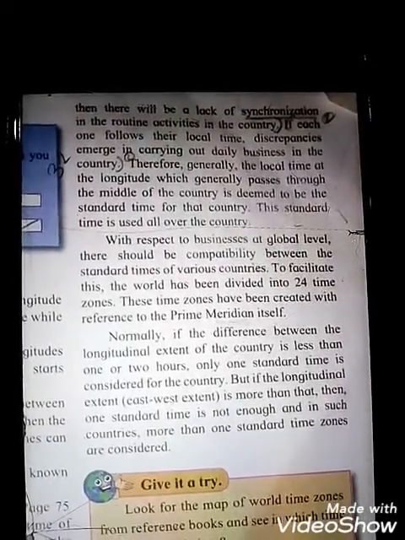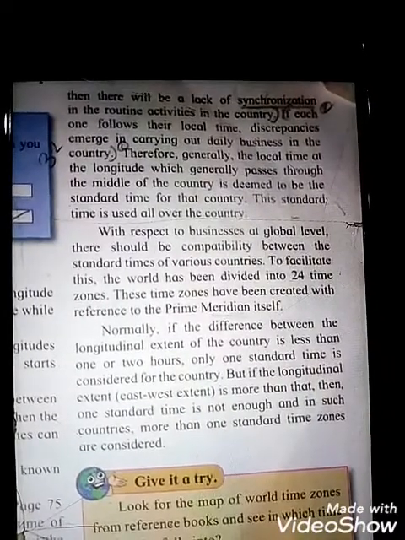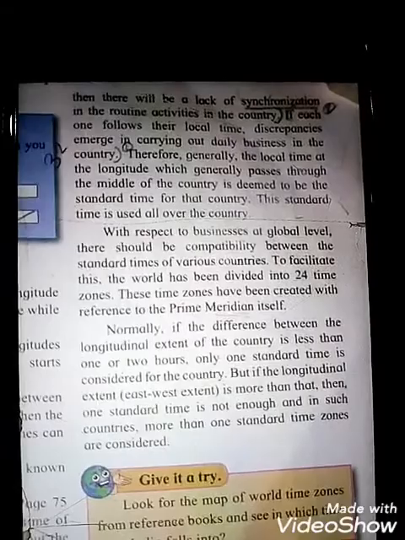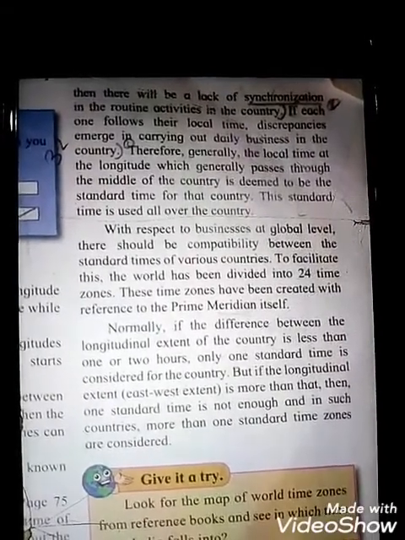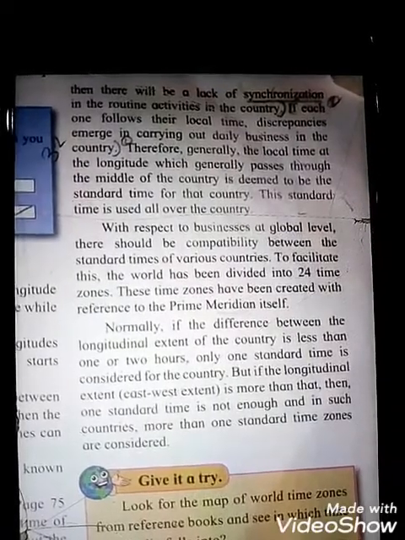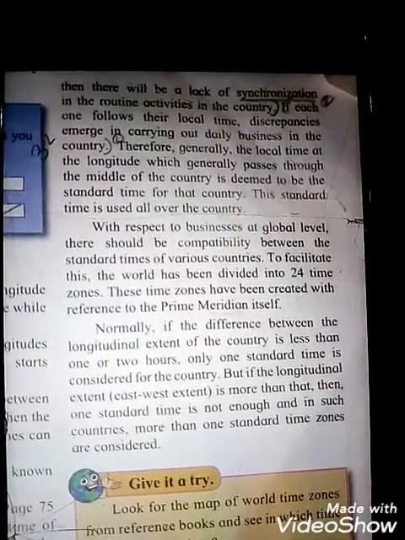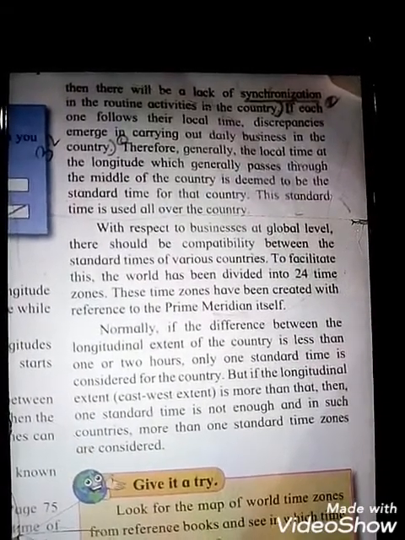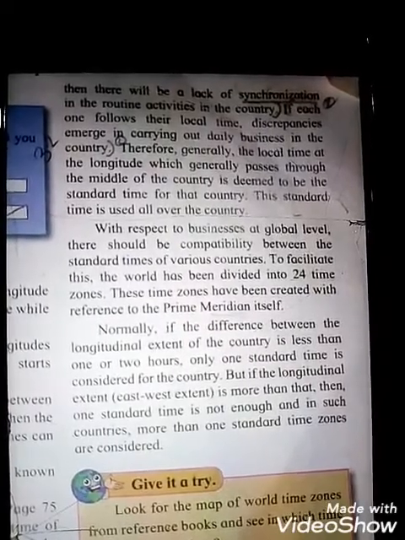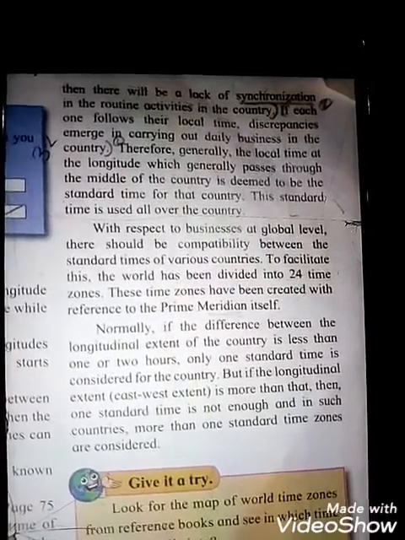If each one follows their local time, discrepancies, meaning a difference between two things that should be the same, emerge in carrying out daily business in the country. Therefore, generally the local time at the longitude which passes through the middle of the country is deemed, meaning considered, to be the standard time of that country.